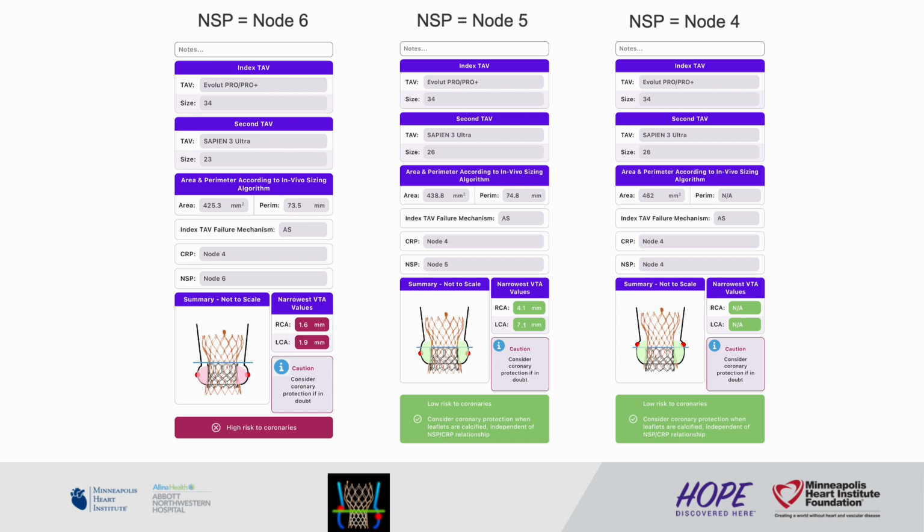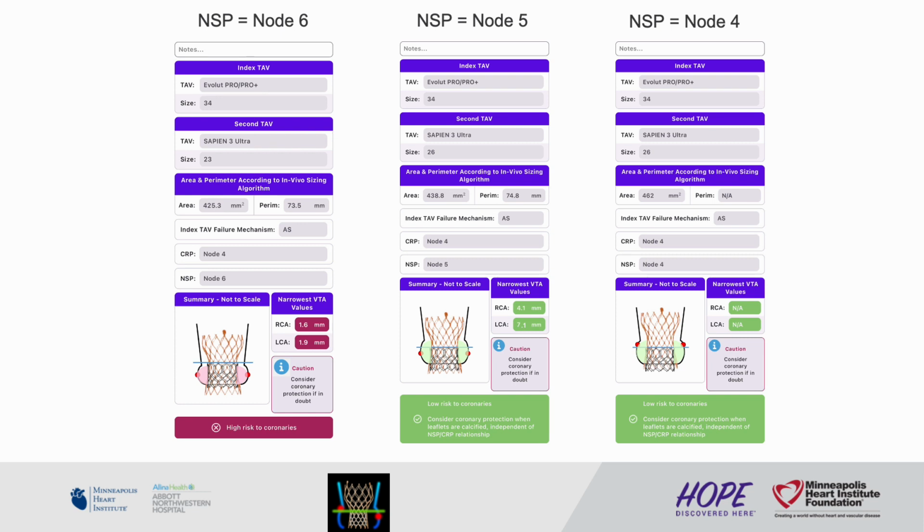It is also important to note that if a case has severely calcified leaflets, even if we implant SAPIEN 3 at node 4 or 5, the leaflets might pin out to node 6 and lead to sinus sequestration. So please also assess the severity and distribution of the leaflet calcification and consider coronary protection if needed.